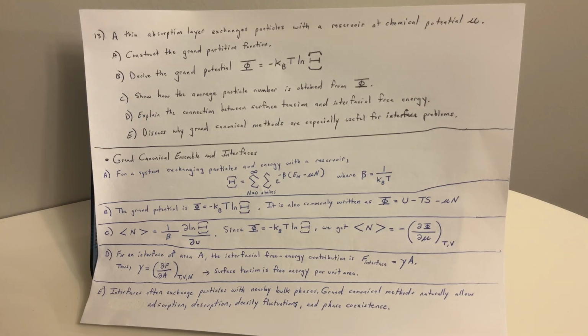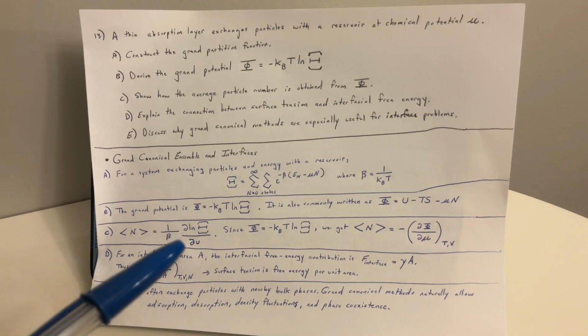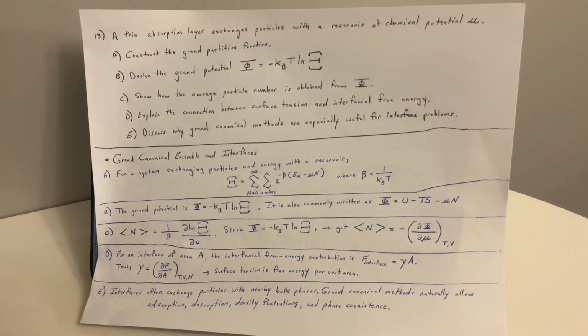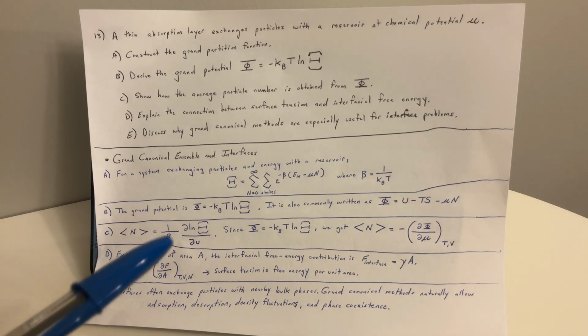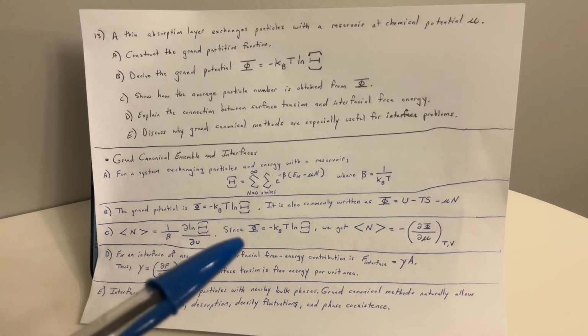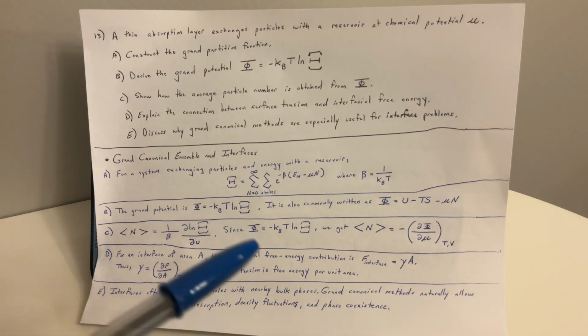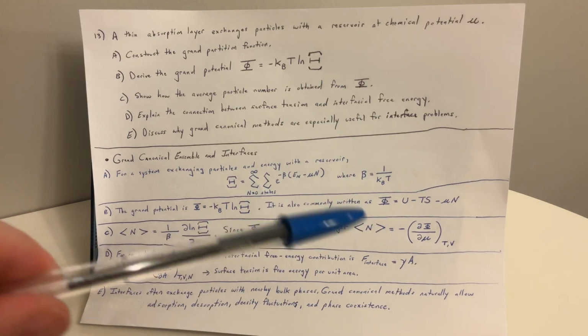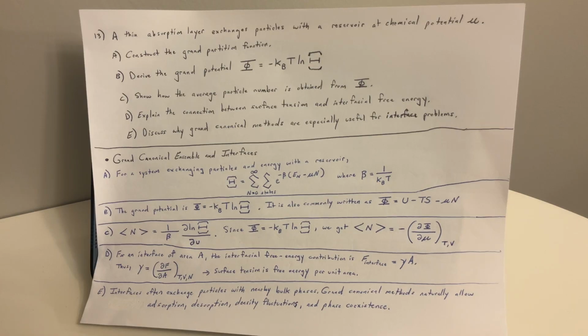Part C, show the average particle number is obtained from this phi. This is just a condensed version: the average value of N equals 1 over beta times the partial of ln xi with respect to mu. And since phi equals negative k sub B T ln xi, we get our average particle number is going to be negative partial d phi d mu at T, V.